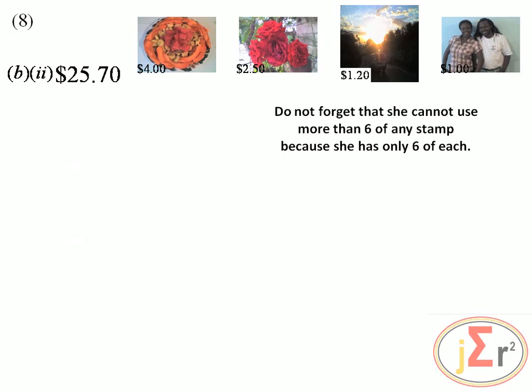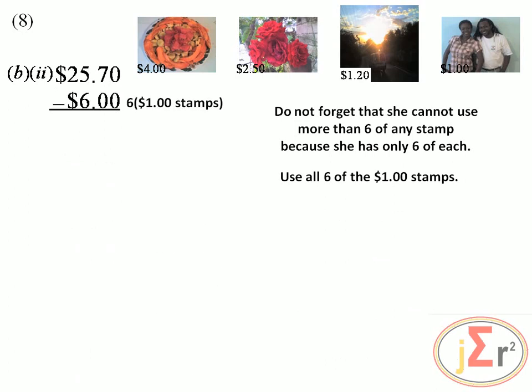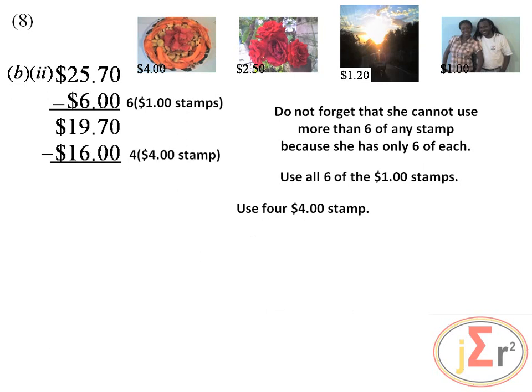So that's the cost of the parcel again. The cost of posting the parcel is $25.70. Use all 6 of her $1 stamps and see what we get. So 6 of them, taking away $6, we have $19.70. Then use four $4 stamps again. So for $4 stamps we have $16.